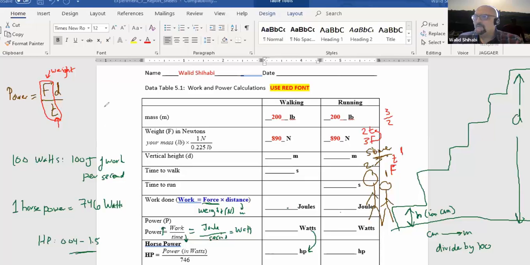The experimental part ends when you get the height of one step and multiply it by the number of steps, and you get the time of running and time of walking. Then after that, you can go to your office, to your desk, and do the calculations and answer the questions and so on. All right.